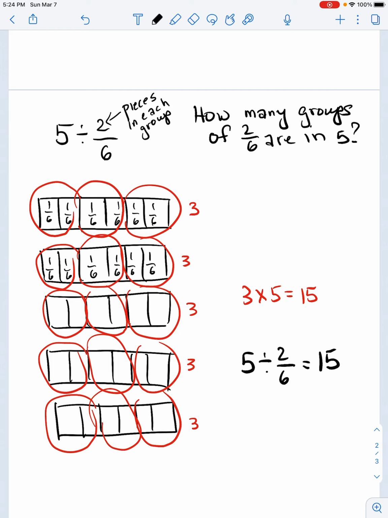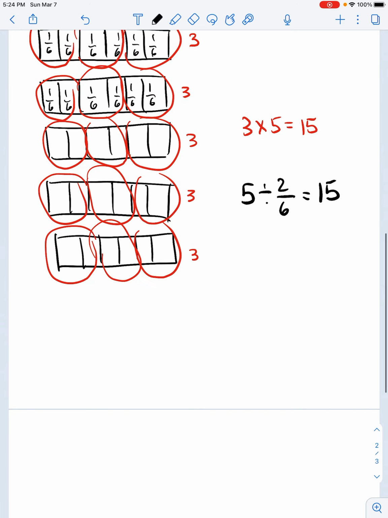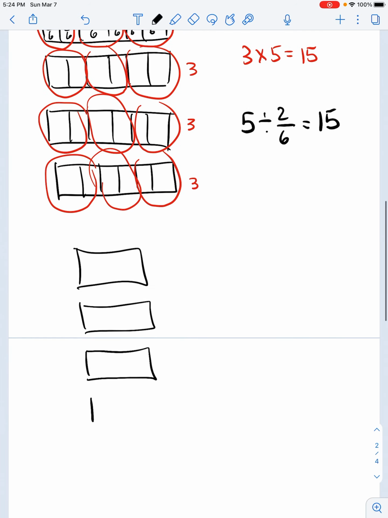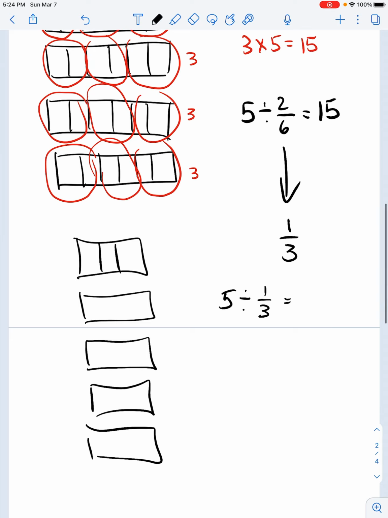And you know what? If you know your equivalent fractions, you can actually make this even simpler, because you can say, oh, look, I have 5 and 2/6 is equal to 1/3. So you can do 5 divided by 1/3, and then I'm looking for groups that each have 1 piece in it, and there are 15 pieces.